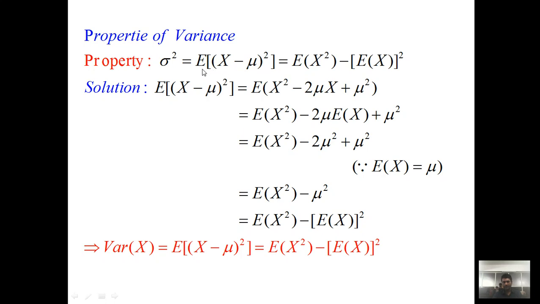The left hand side is E of (X minus mu) whole square. Now we expand this inner bracket by using the formula (a minus b) square, that is X square minus twice mu X plus mu square. Now we know that expectation is a linear operator, that is E of (X plus Y) is equivalent to E of X plus E of Y.